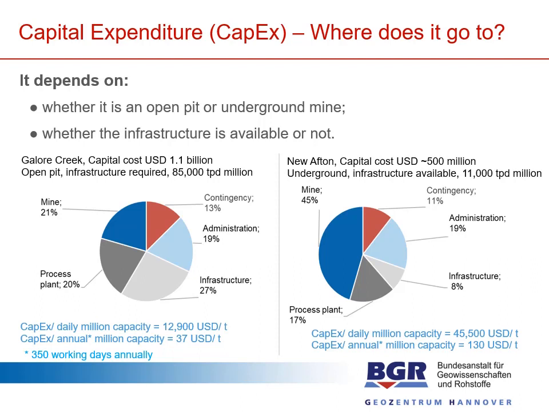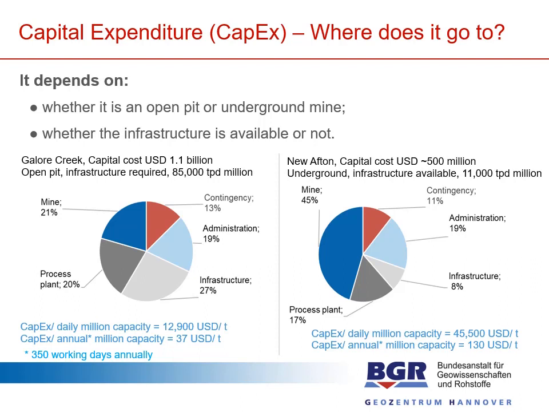Infrastructure is required, and the throughput is 85,000 tons per day. Capital expenditure, 1.1 billion US dollars. So one-fifth goes to a mine, the other fifth goes to the processing plant, but 27% go to infrastructure and 19% to administration, with a contingency of 13%.